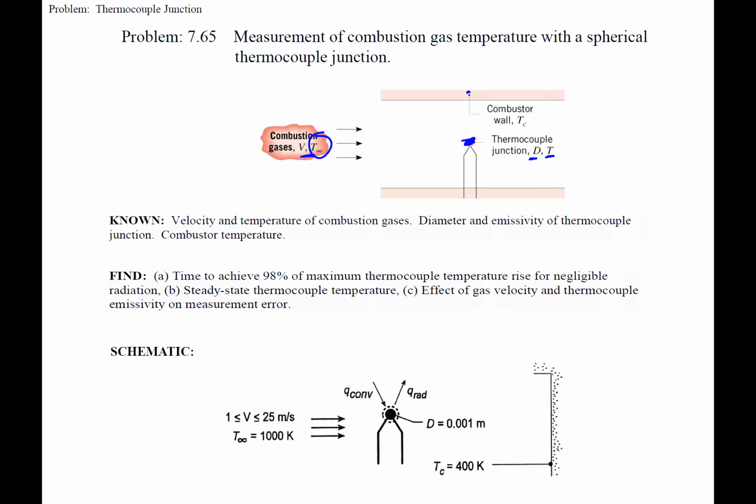Okay. All right, so if we're looking at it, we have this little sphere bead. We're neglecting any losses through those leads. So we have convection coming into it, and we have radiation leaving it, right? Because the hot gases are convecting into that, and radiation is going to the wall, okay, the cool wall. So part A is time to achieve 98% of the maximum temperature from negligible radiation. B is steady state temperature, and then C is that parametric.